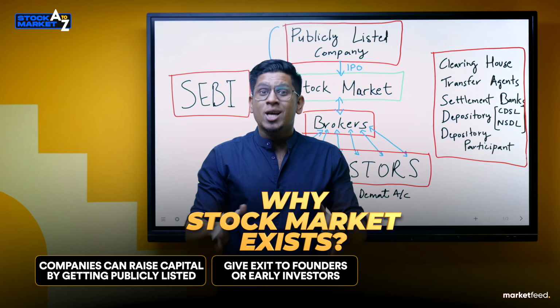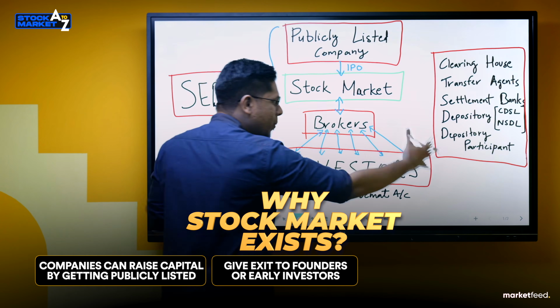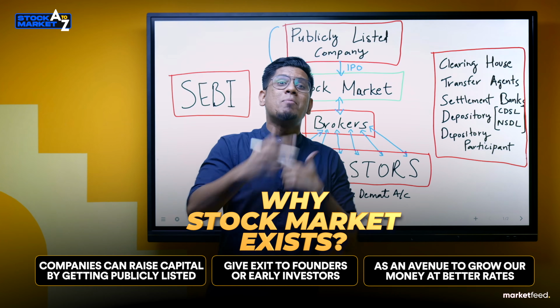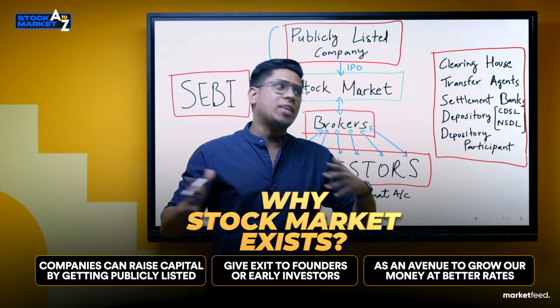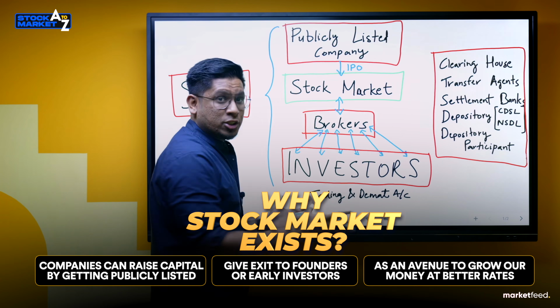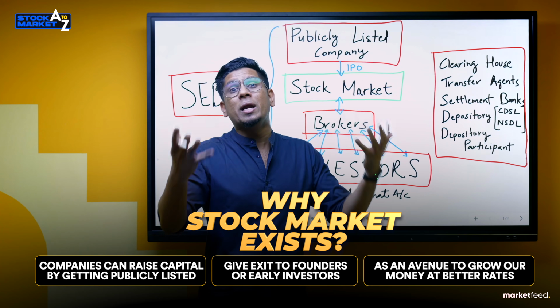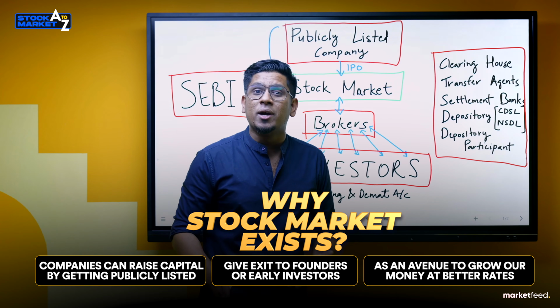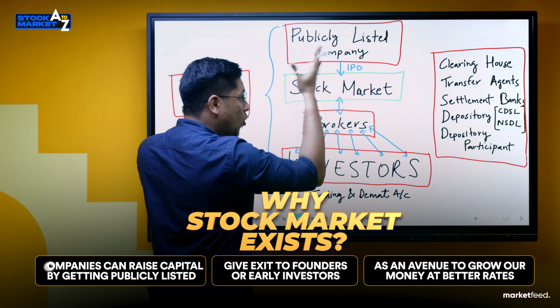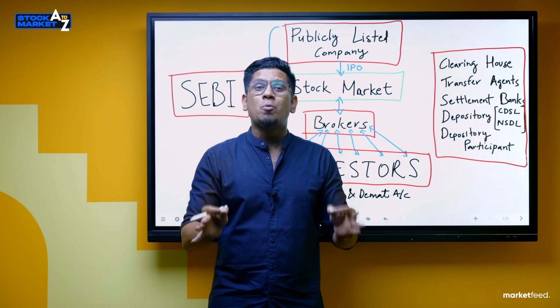The story doesn't end there. The stock market also exists so that it gives an avenue for normal people like us to grow our money at a much higher rate than other existing investment avenues, right? If you invest in good companies, as we learned in the second video, we can grow our capital at a rate of even 20% per year or 30% per year. Only the stock market offers us such an avenue. I hope now it is super clear why the stock market exists.